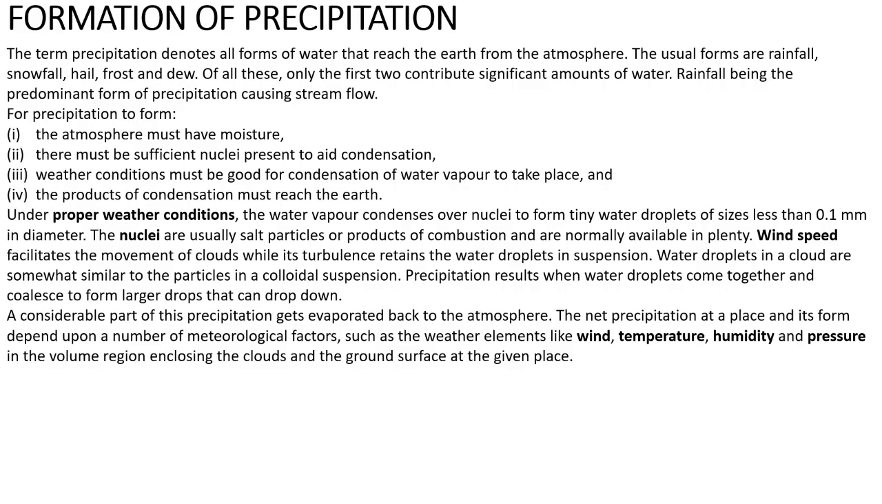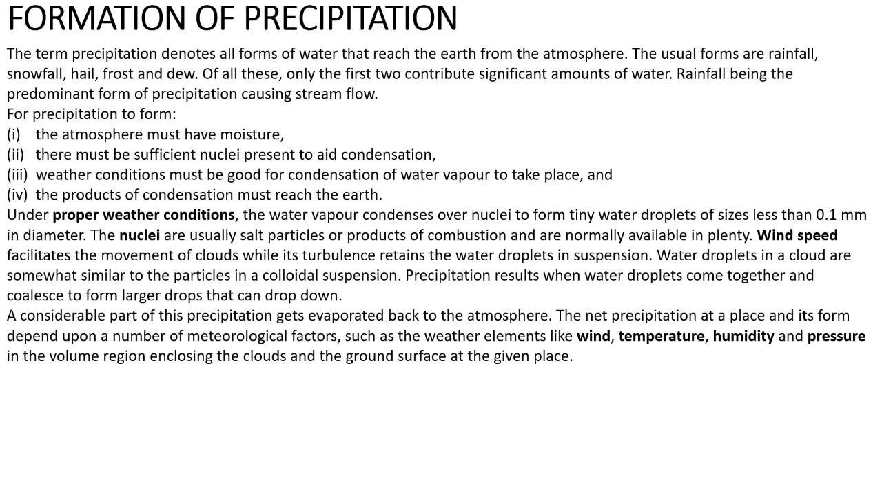So, what is precipitation? The term precipitation denotes all forms of water that reach the Earth's surface. So, usual forms of precipitation are rainfall, snow, hail, frost, etc. So how do we have precipitation? Number one, the atmosphere must have enough moisture. So moisture in the form of clouds.